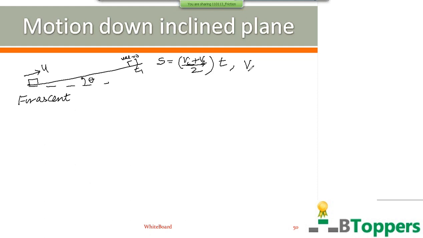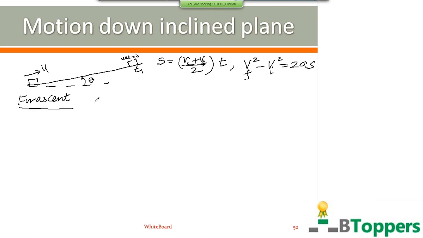Another equation which we can use for motion in a straight line with uniform acceleration: Vf square minus Vi square equal to 2aS. Vi means initial velocity, Vf means final velocity, a is acceleration, S is the magnitude of displacement, t is the time of motion. I am going to use these two equations separately for ascent and separately for descent, because acceleration during descent is different from acceleration during ascent.